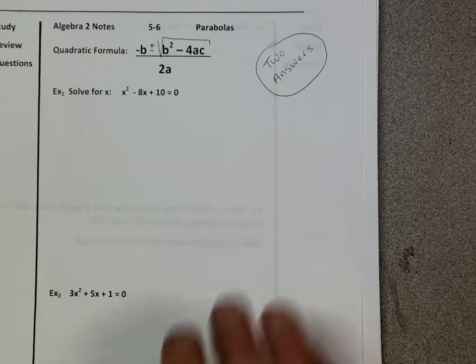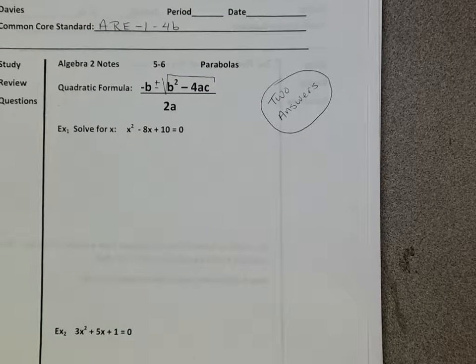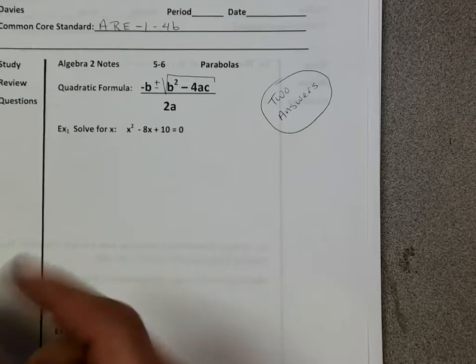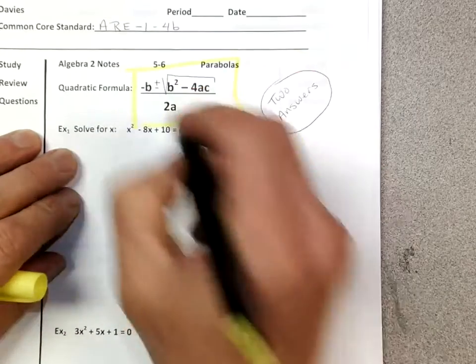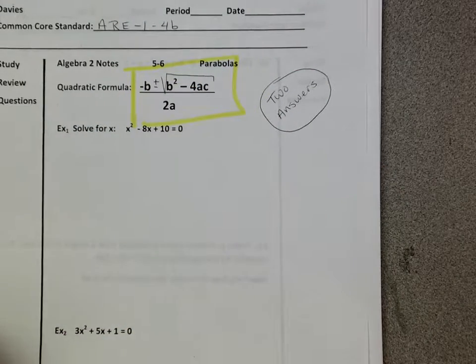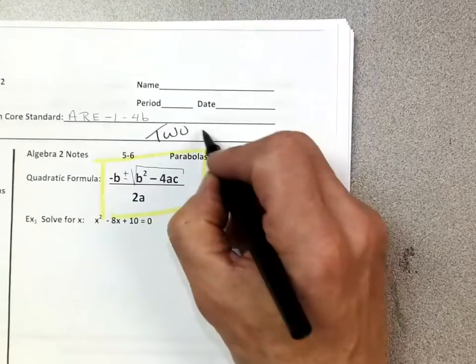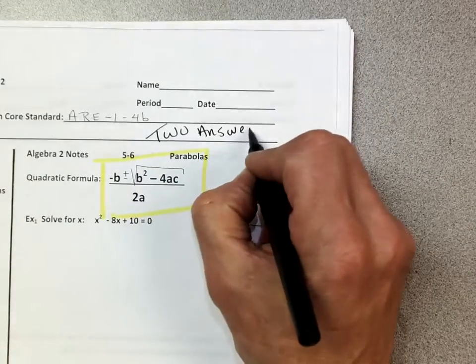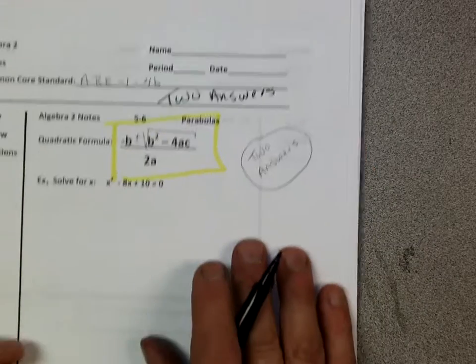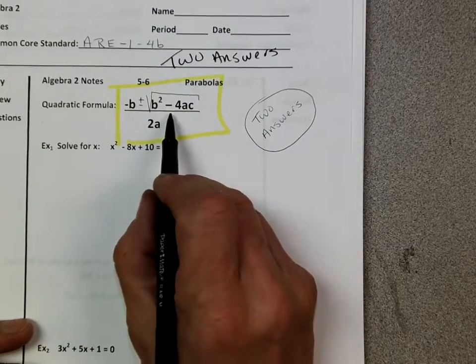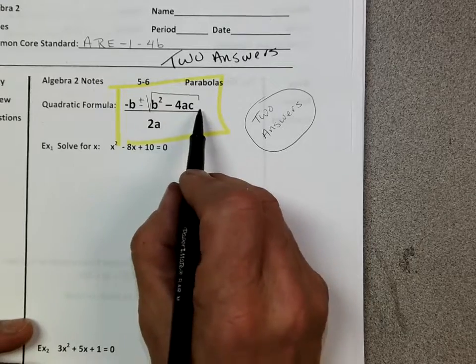Today we're going to learn the quadratic formula. So here it is. Got it outlined for us. It is negative b plus or minus, because there's always two answers, okay? Plus or minus the square root of b squared minus 4 times a times c, all over 2a.